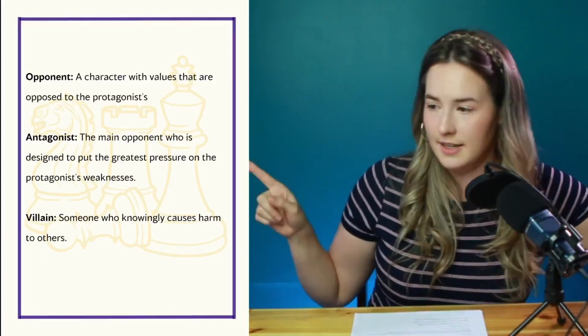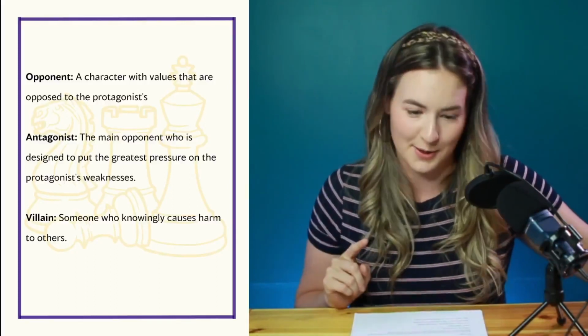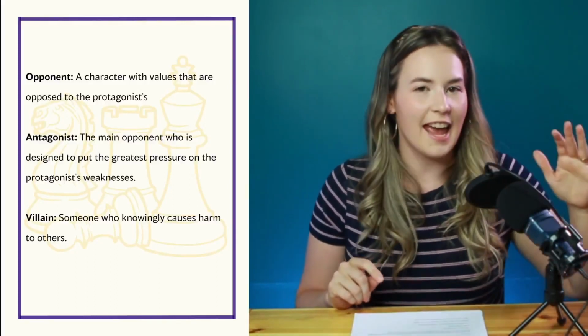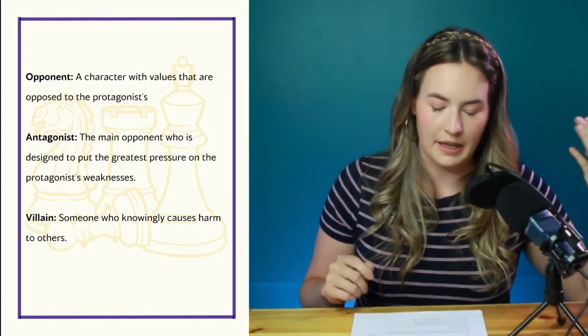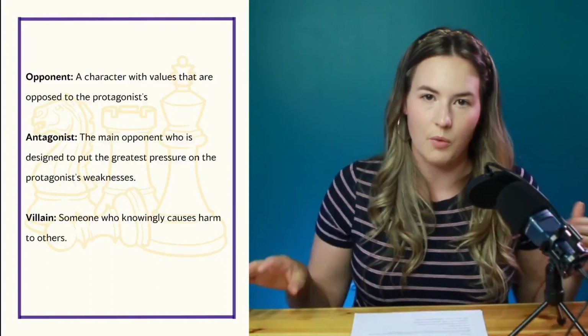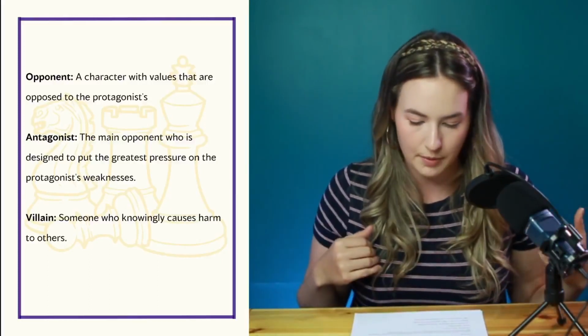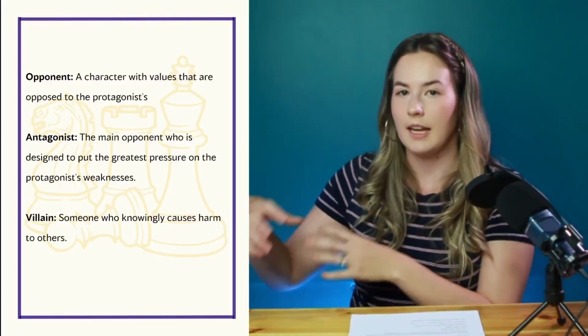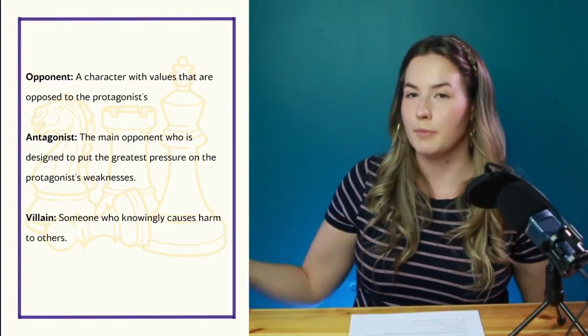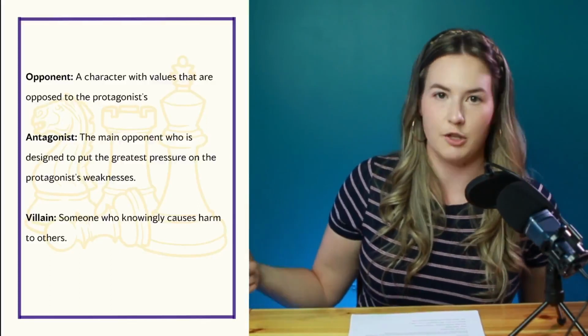All right, lastly on this, a villain is someone who knowingly causes harm to others. So I think antagonists can unknowingly cause harm, either out of ignorance or lack of awareness. They're not aware of how their actions are affecting people. But a villain to me is someone who's motivated in a course of action and is determined to pursue it no matter the cost to anyone else.